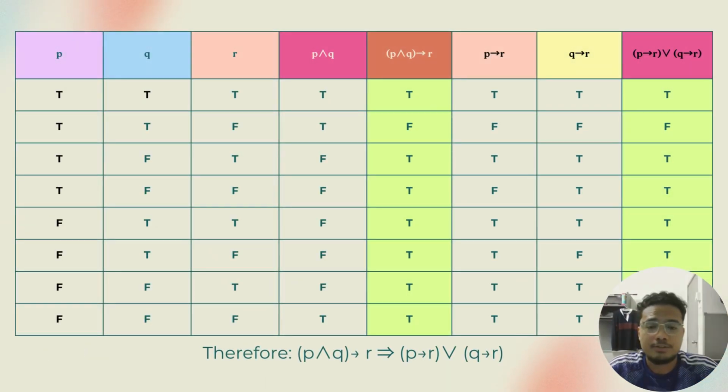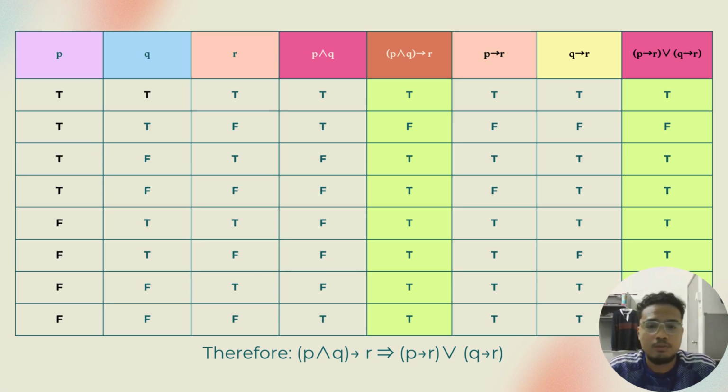So here we have a truth table. For P, we put the first four rows as true and the last four rows as false. For Q, we put the first two rows as true and the next two subsequent rows as false, and the next is two true and two false. For R, we put a true, false for each of the rows.